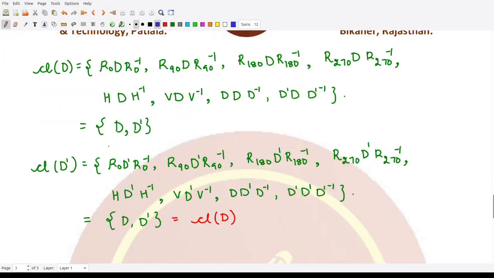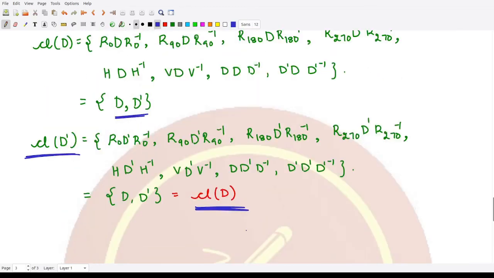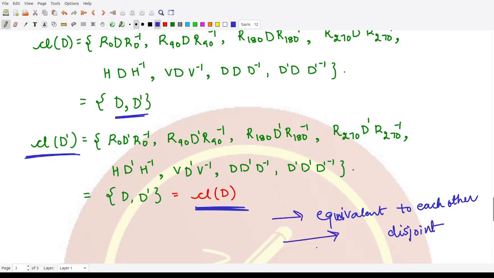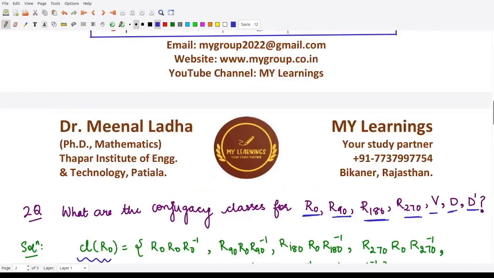Similarly, the conjugacy class for D contains D and the element D dash, and the conjugacy class of the element D dash contains D and D dash. So therefore you have both these conjugacy classes as equivalent. So do you notice a thing? All these conjugacy classes, either they are equivalent to each other, right? Or they are disjoint to each other. So in the next video, I'll be taking you forward with these observations and we'll be moving forward on to an important result.